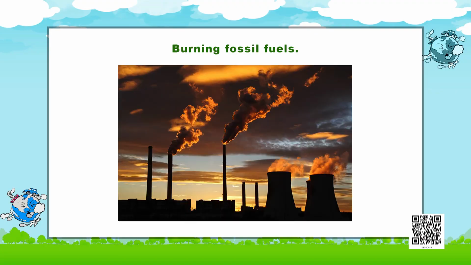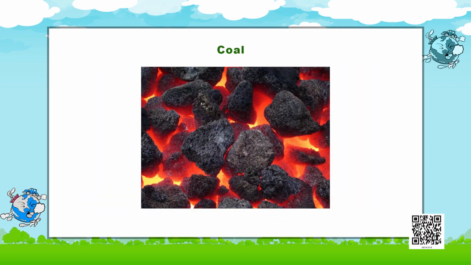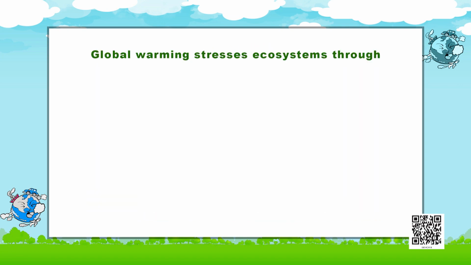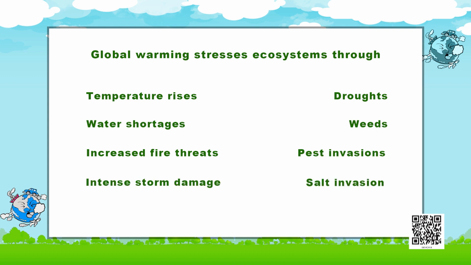The cause of current climate change is largely human activity like burning fossil fuels, natural gas and coal. Global warming stresses ecosystems through temperature rises, water shortages, increased fire threats, droughts, weeds and pest invasion, intense storm damage and salt invasion, just to name a few. Is it too late to save our planet? Or still, can something be done? If yes, what can be done?